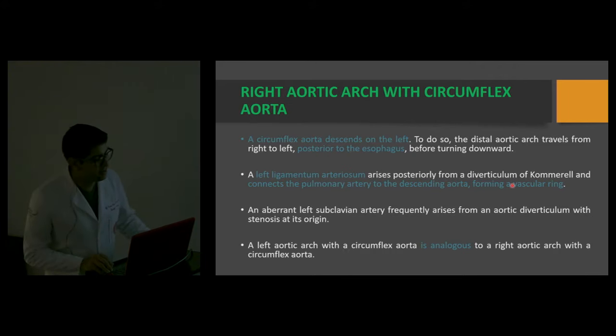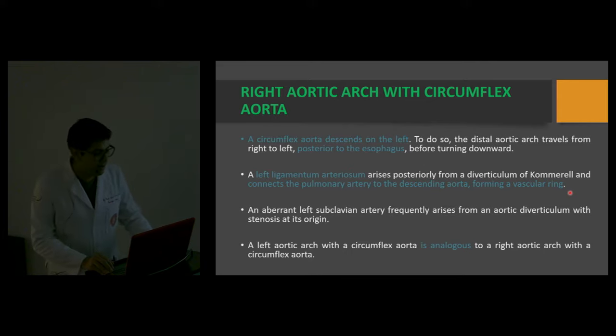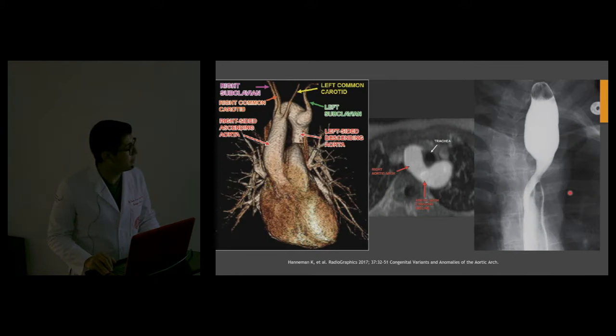Right aortic arch with circumflex aorta. A circumflex aorta descends on the left. To do so, the distal aortic arch travels from the right to the left, posterior to the esophagus, before turning downward. A left ligamentum arteriosus arises posteriorly from the diverticulum of Kommerell and connects the pulmonary artery to the descending aorta, forming a vascular ring. The aberrant left subclavian artery frequently arises from the aortic diverticulum with stenosis at the origins. The left aortic arch with circumflex aorta is analogous to the right aortic arch with circumflex aorta.